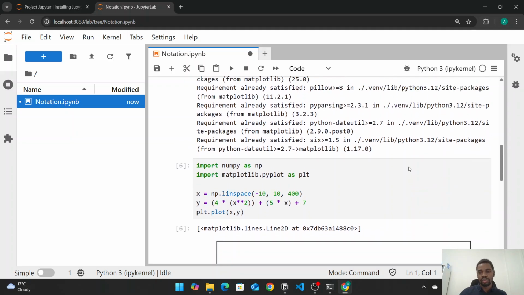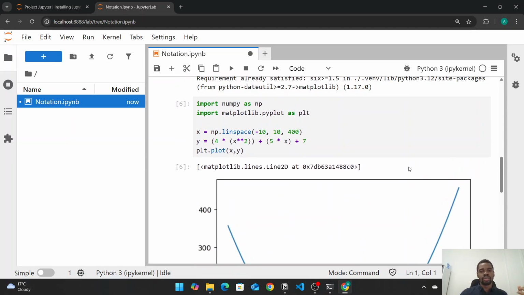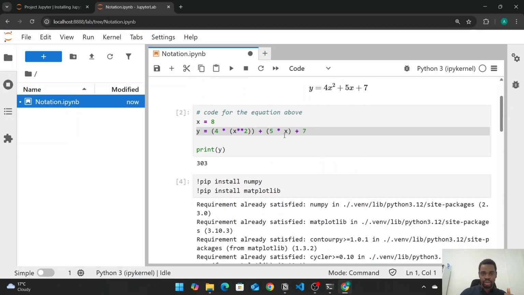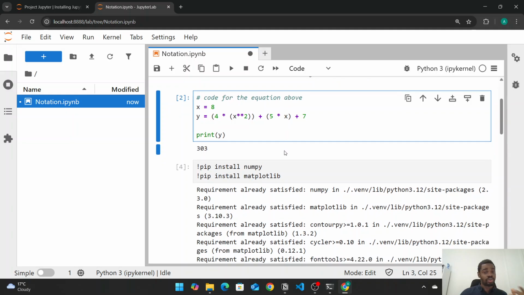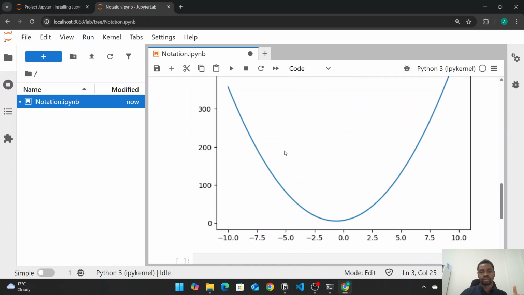Three in one. Python Jupyter notebooks are very flexible. They allow us to include mathematical notation using LaTeX, allow us to add code and the results and print out the results, and also allow us to plot mathematical diagrams.